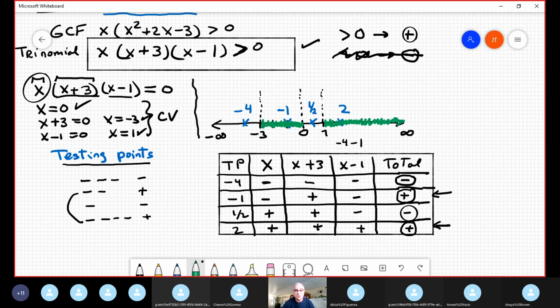Okay, so what is the final answer? Parentheses, and parentheses, because we do not include the endpoint. Why do I know we do not include the endpoint? Because our inequality doesn't contain an equal sign. If our inequality contained an equal sign, then we would include the endpoint. So what is my final answer? My final answer is parenthesis negative 3, 0, union 1, infinity, which is the interval that I highlighted in green color.